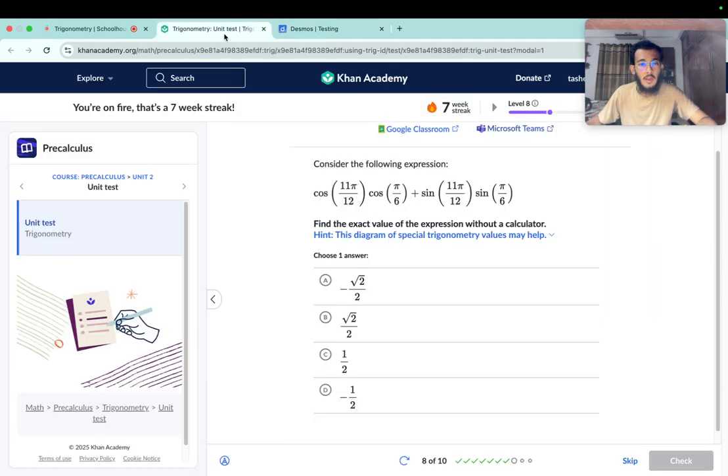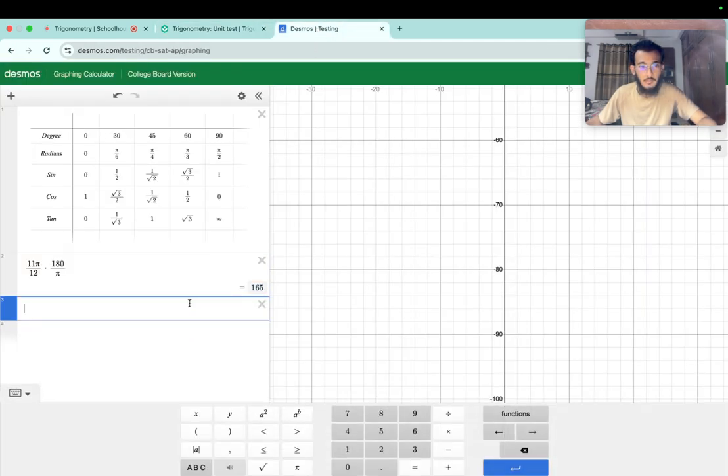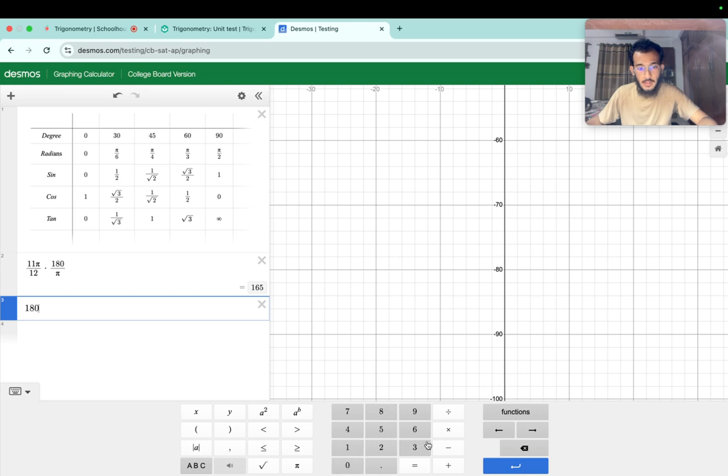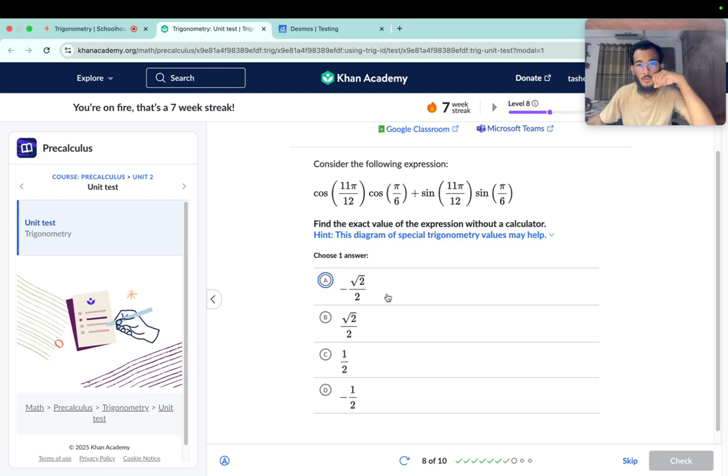Now we know that 180 minus 165 is 15. Do we know this for 15? We don't. We have to find this expression without using a calculator.